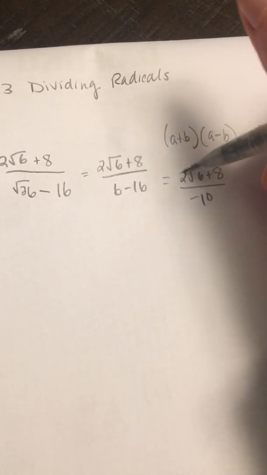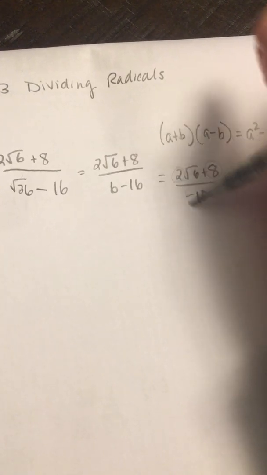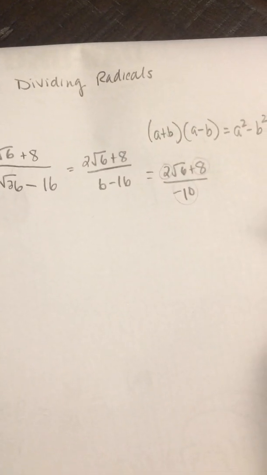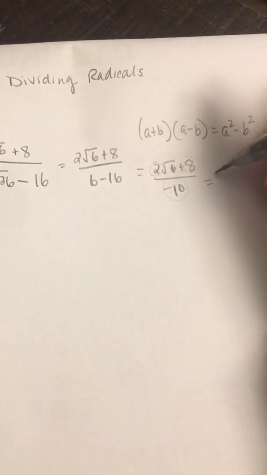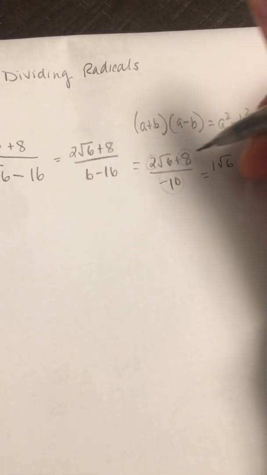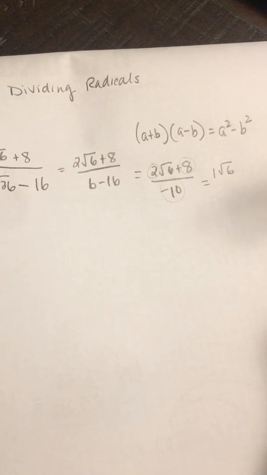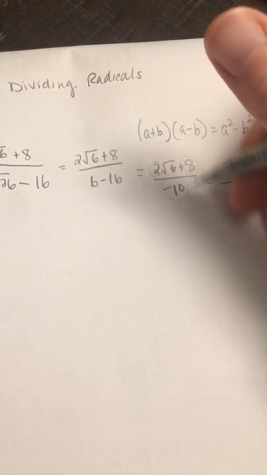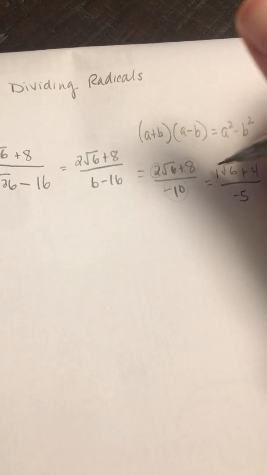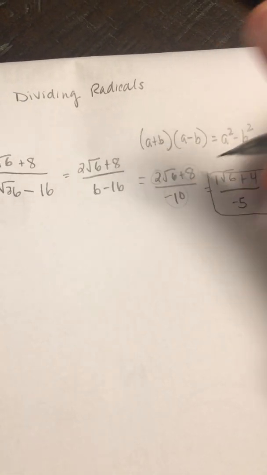Now, if all three of your numbers outside have something in common, you can reduce. So I'm going to reduce those all by 2. This becomes 1 root 6. Reducing this by 2, I get a 4. And reducing this by 2, I get a negative 5. Final answer for this one.